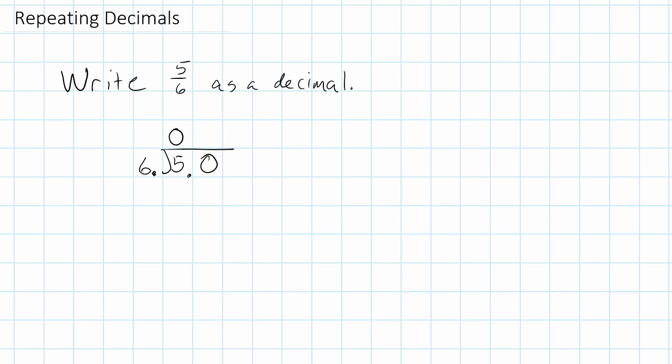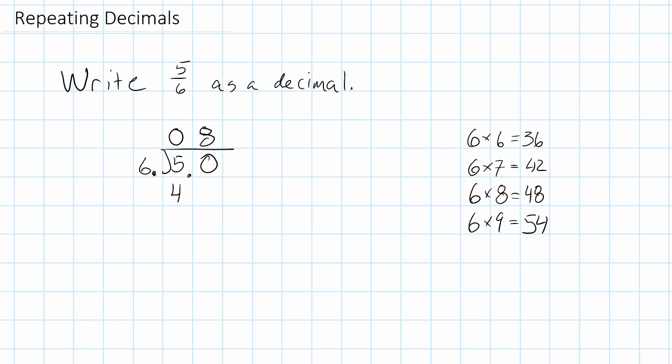6 goes into 50. Let's see. 6 times 6 is 36. That's small. 6 times 7 is 42. 6 times 8 is 48. 6 times 9 is 54. Okay, that's too big. It was 8. 6 times 8 is 48. Right, subtract. There's something left, right? So we need to add another 0.